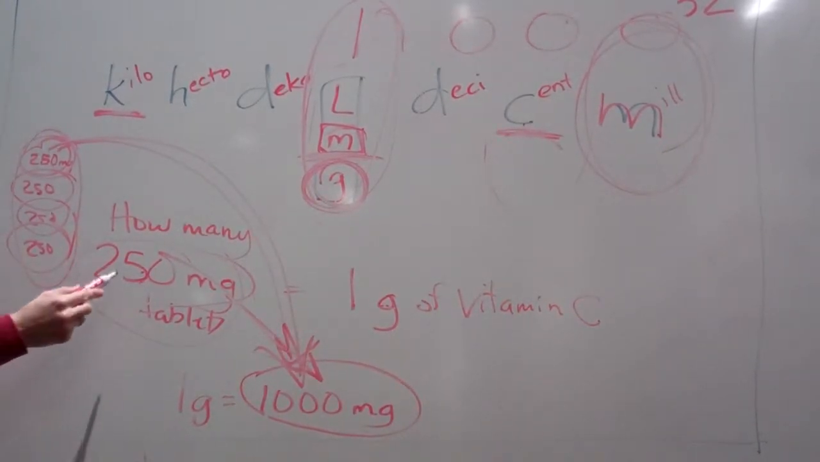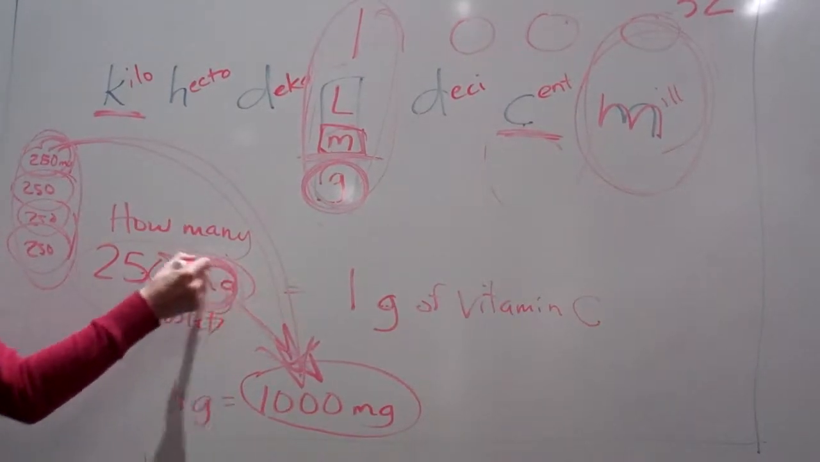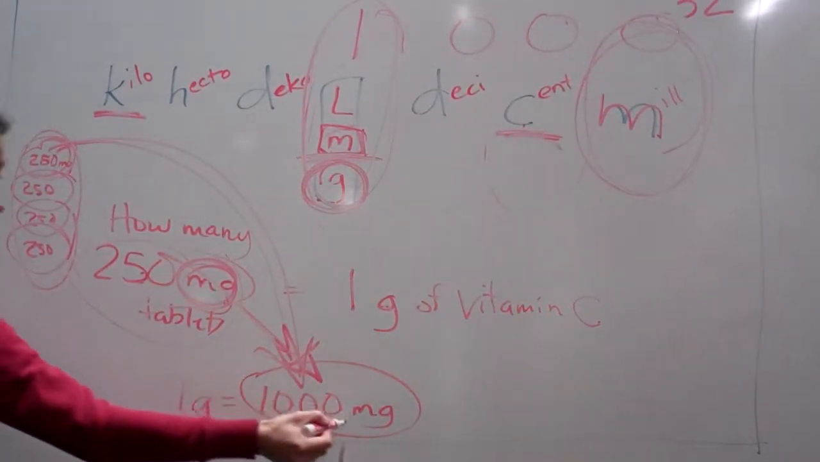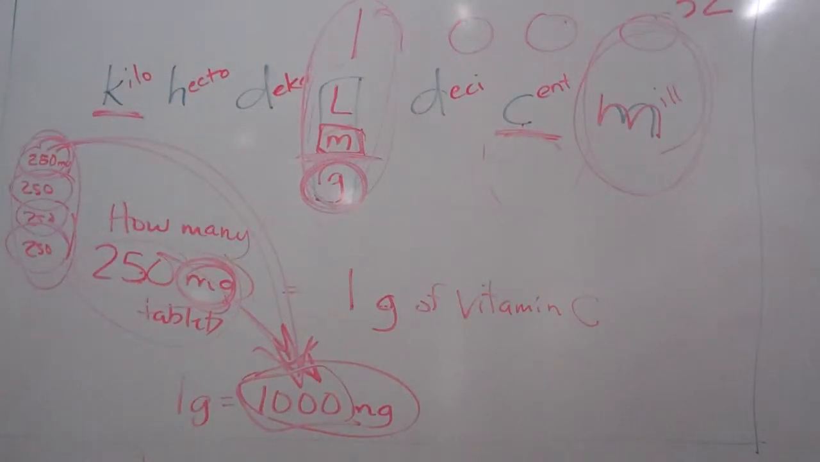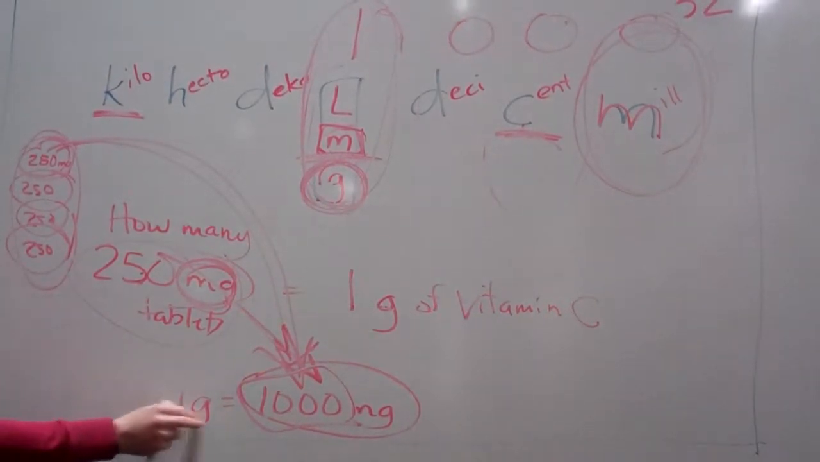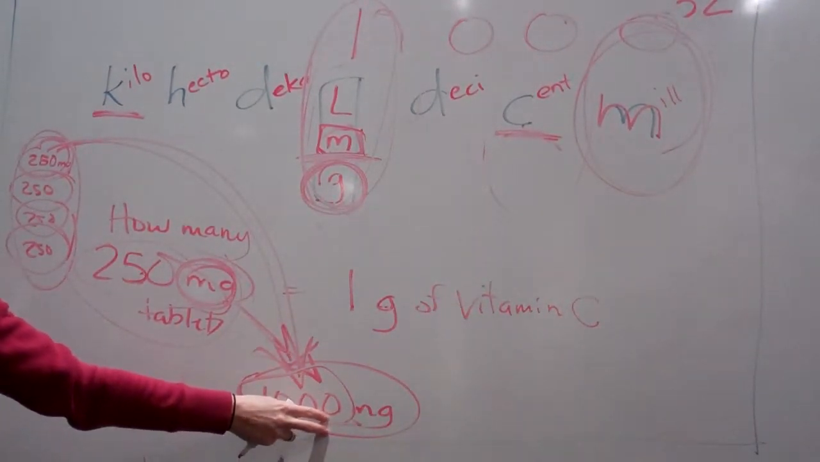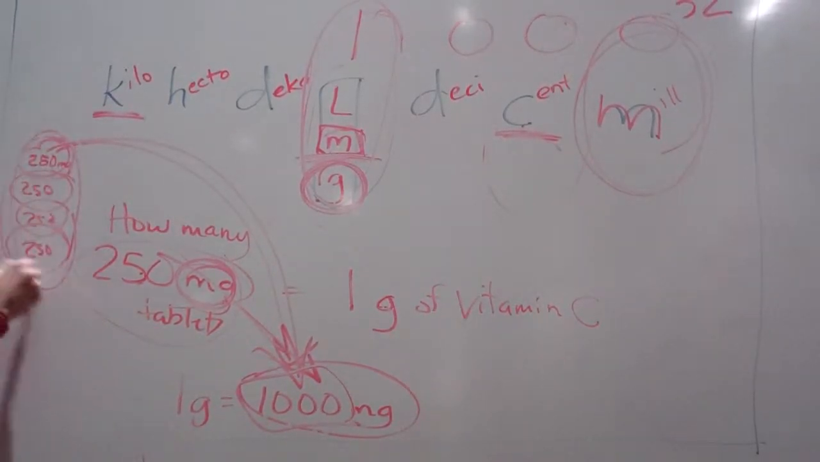Okay? So what I want you to realize is that we needed to figure out milligrams. And I did that by doing this procedure up here. So 1 gram equals 1,000 milligrams. And I need 4 of these to equal 1,000.